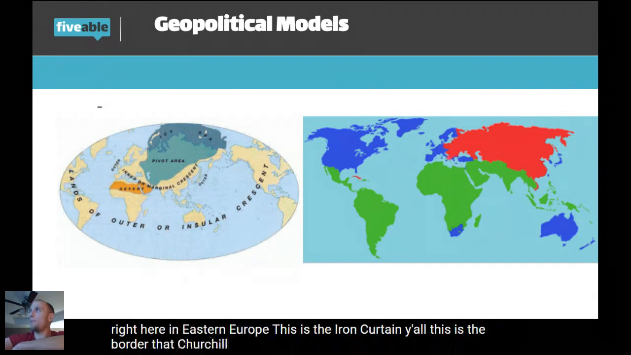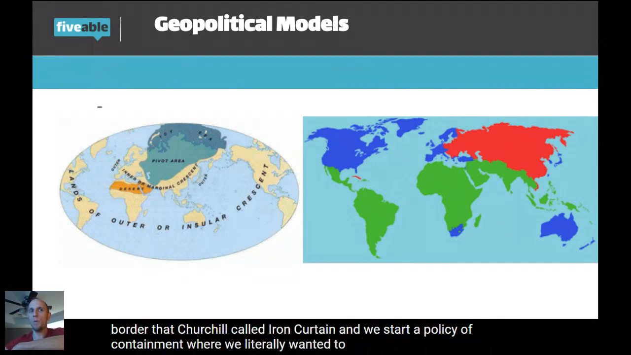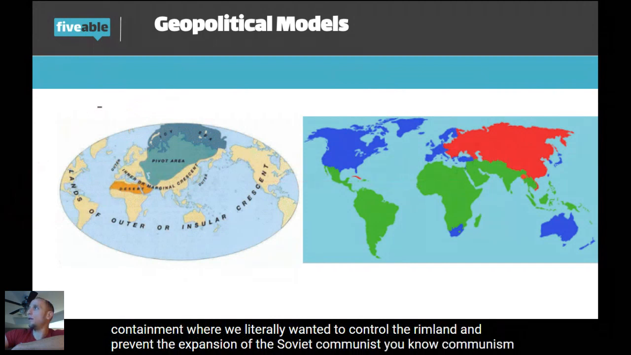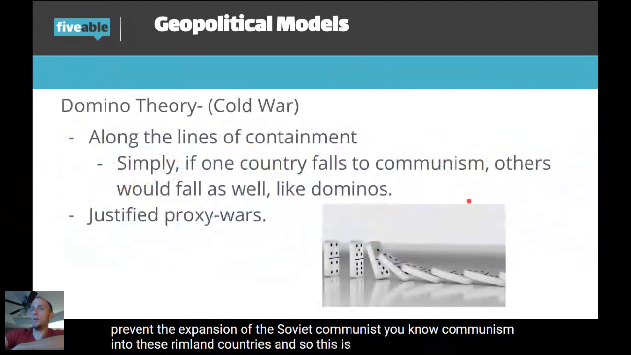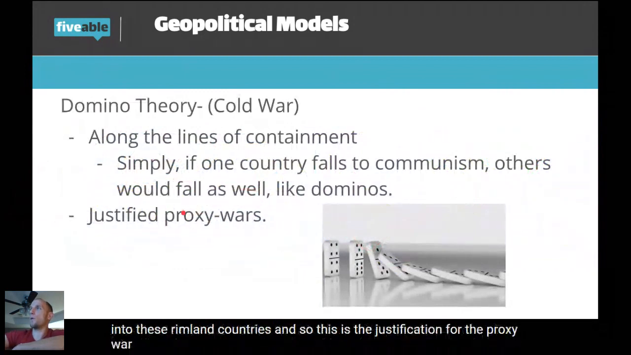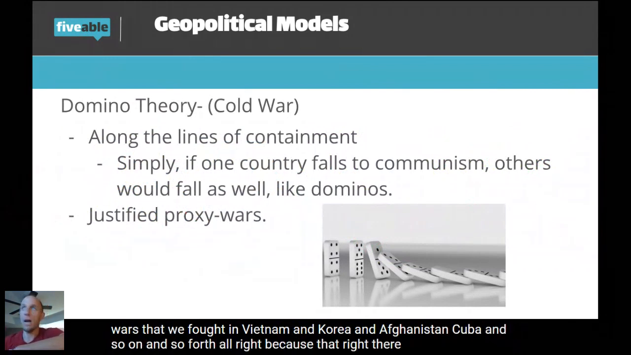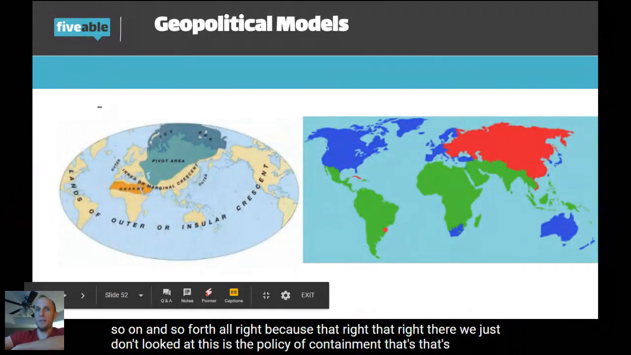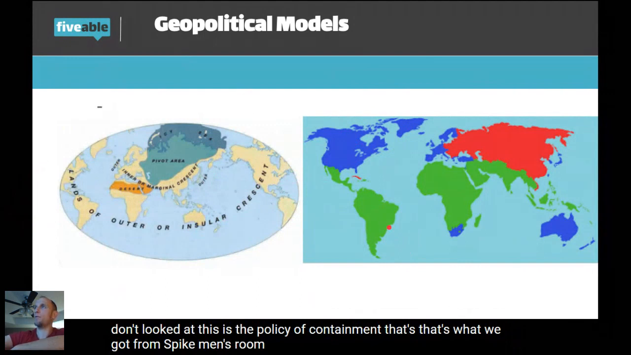This is the border that Churchill called the Iron Curtain, and we started a policy of containment where we literally wanted to control the Rimland and prevent the expansion of Soviet communism into these Rimland countries. And so this is the justification for the proxy wars that we fought in Vietnam and Korea and Afghanistan and Cuba and so on and so forth. Because that right there is the policy of containment. That's what we got from Spykman's Rimland Theory.